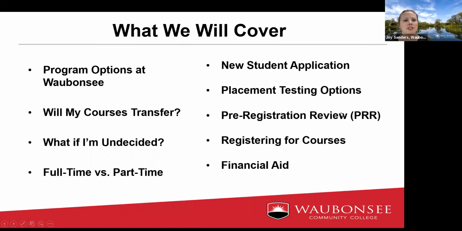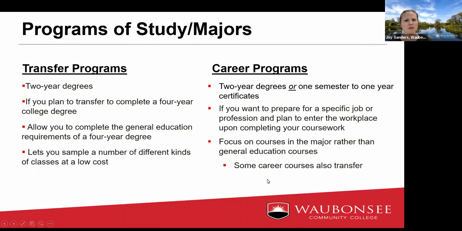The things that we'll cover tonight are the program options at Waubonsee, talking a little bit about will your courses transfer, what happens if you're undecided, and what's the difference between full-time versus part-time. Then the actual steps for our enrollment process: our new student application, placement testing options, our pre-registration review, how you would go about registering for courses, and then we'll end with a little bit of information about financial aid for those of you who think that you're going to be going through that process.